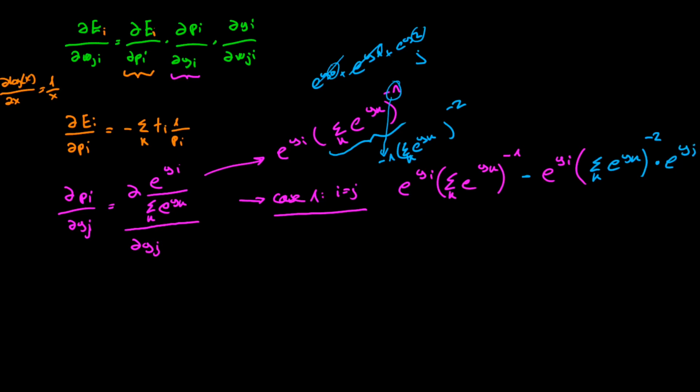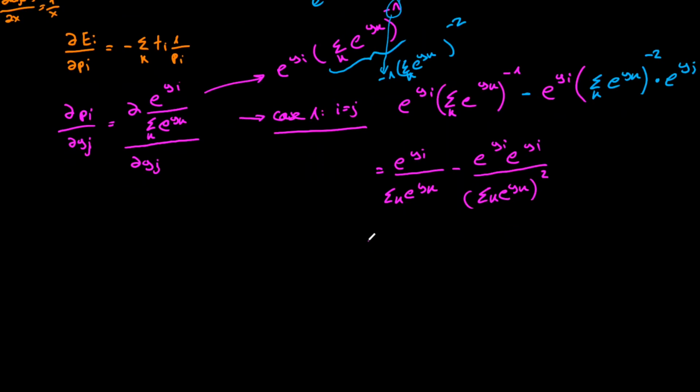Now, let's keep simplifying this expression. This is the same as e^(y_i) divided by summation over k of e^(y_k). I just put this as a division, minus e^(y_i) multiplied by e^(y_j) divided by summation over k of e^(y_k) squared.